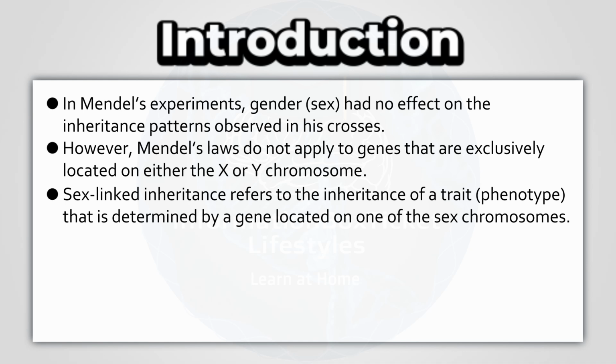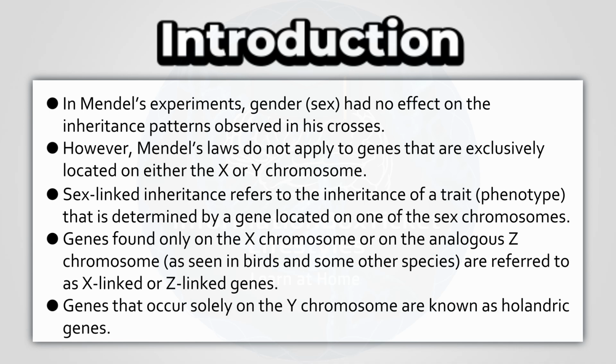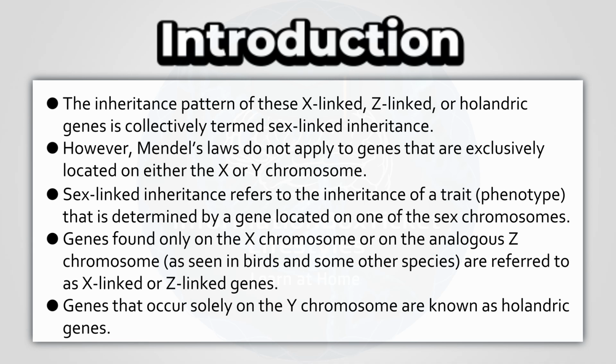Sex-linked inheritance refers to the inheritance of a trait, phenotype, that is determined by a gene located on one of the sex chromosomes. Genes found only on the X chromosome or on the analogous Z chromosome, as seen in birds and some other species, are referred to as X-linked or Z-linked genes. Genes that occur solely on the Y chromosome are known as Holandric genes. The inheritance pattern of these X-linked, Z-linked, or Holandric genes is collectively termed sex-linked inheritance.